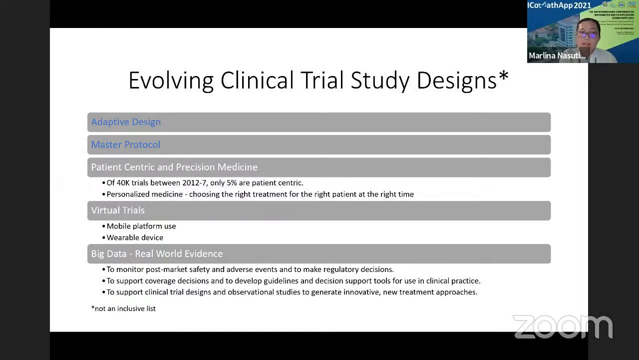But then again, this patient-centric approach is relatively new. There are only about 5% of trials now that are patient-centric. But this approach can also help with retaining patients, or retaining subjects in the study, which means that at the end there are not many dropouts or there is not much missing data.